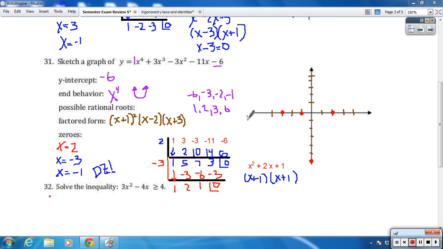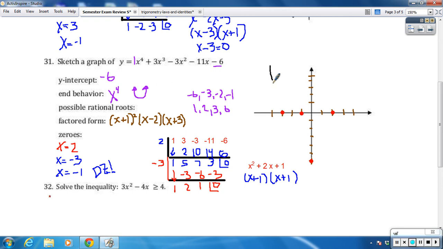And now what I'm going to do is I'm going to go ahead and add my shape. I'm going to look at my end behavior. Both ends have to point up, so that means I have to start high and finish high. And remember, when I get to x equals negative 1, that's a double zero. That's when I have a tangent point at that 0, which means I'm going to turn through when I get there.